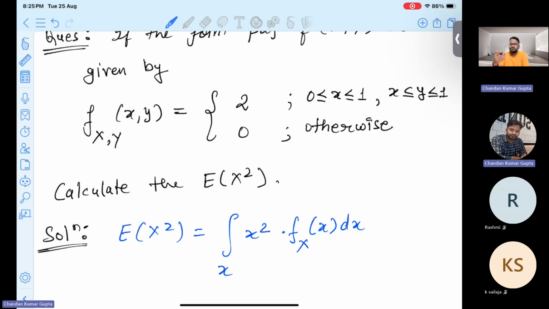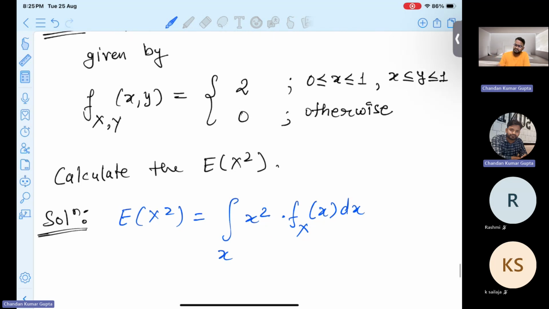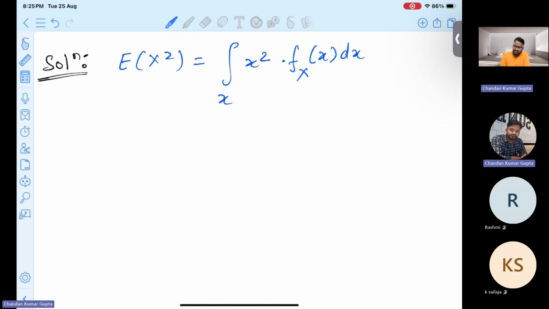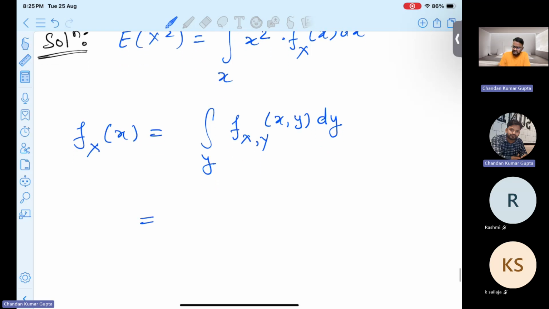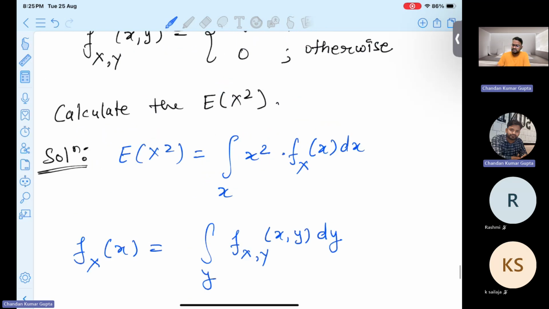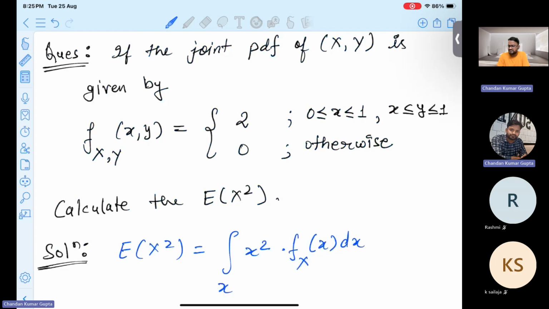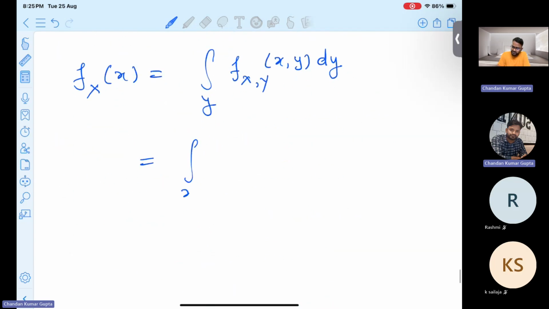So our first aim is to find the marginal of x. The marginal of x is the integral over y of f(x,y) dy. This is the formula. The range of y is from x to 1, so we take x to 1, and f(x,y) comes out to be 2, dy.